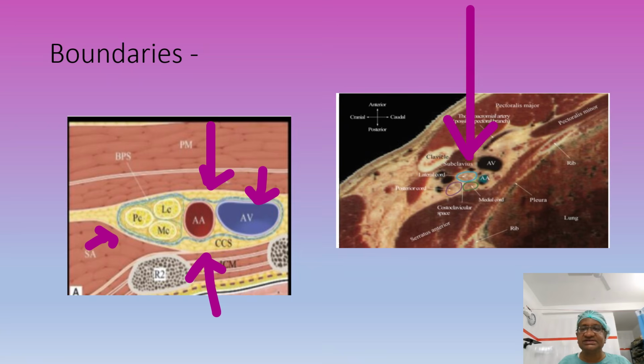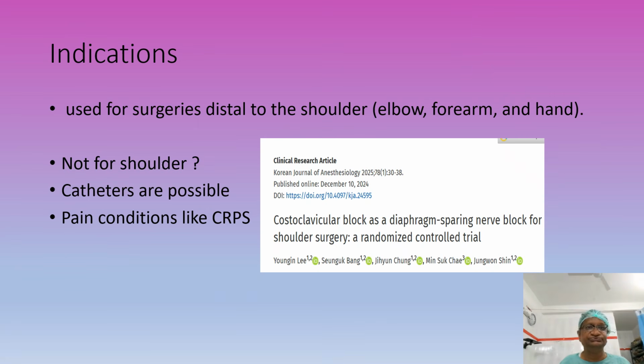We can also see the axillary artery, axillary vein, and these three cords in the costoclavicular space. We can see the pleura is so distant from here, and there are muscles, and serratus anterior is here, and subclavius and pec major are there.